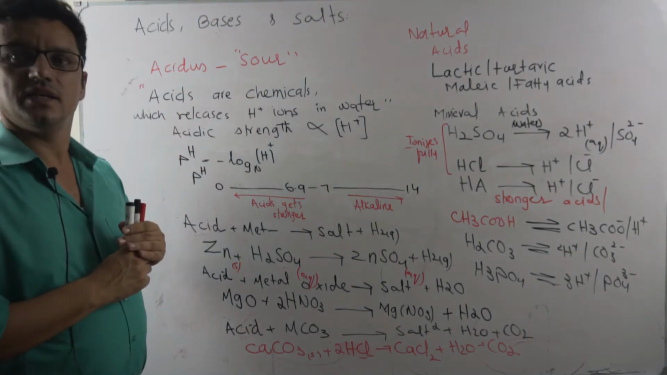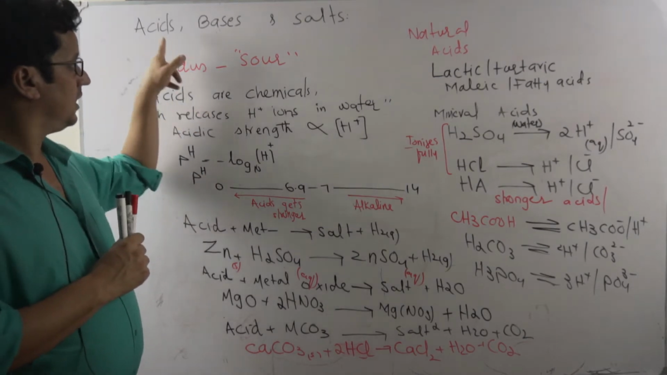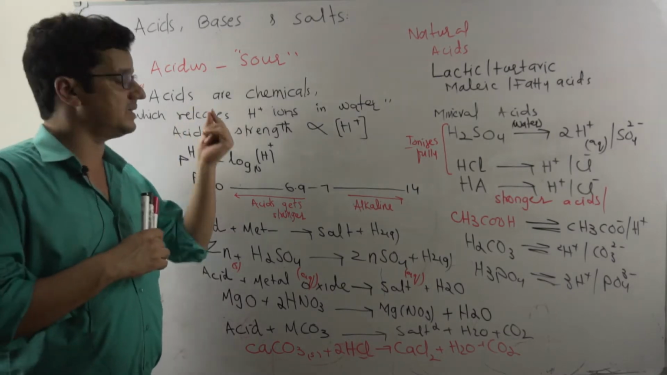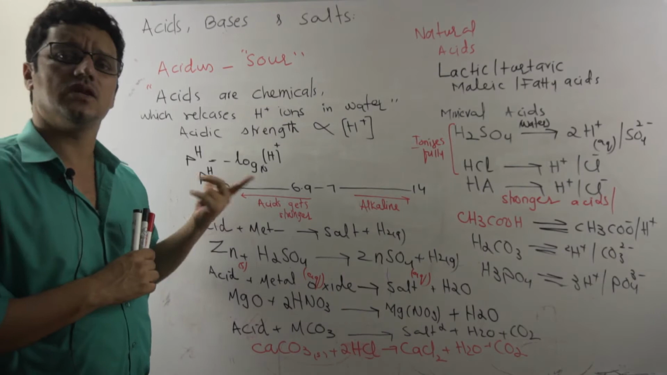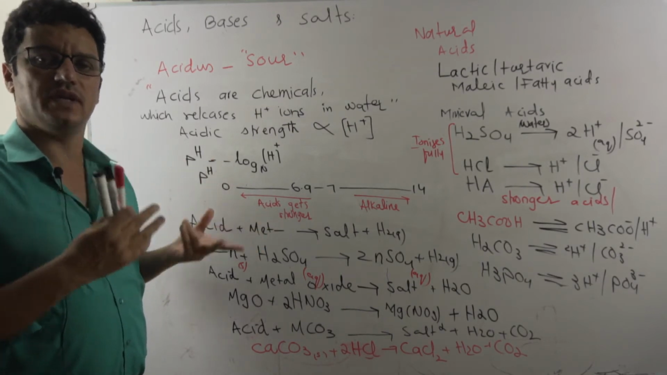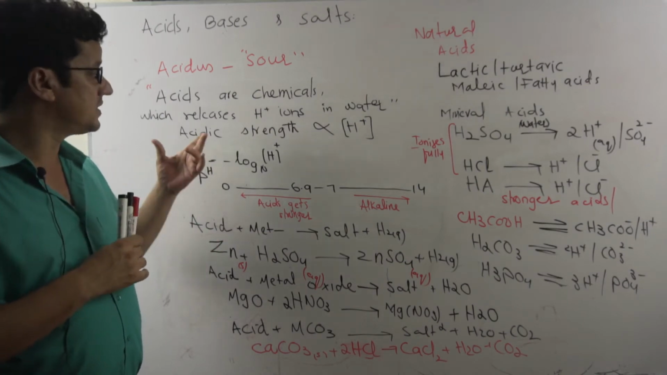Acids, bases and salts. We're starting this chapter. Acids: the word acid is derived from acidus. Acidus means sour taste. Acids have a sour taste, like all sorts of citrus fruit. Like lemon being squeezed, you'll feel sour.